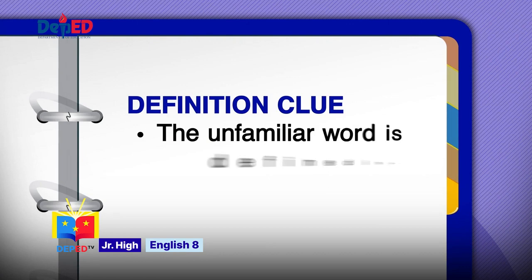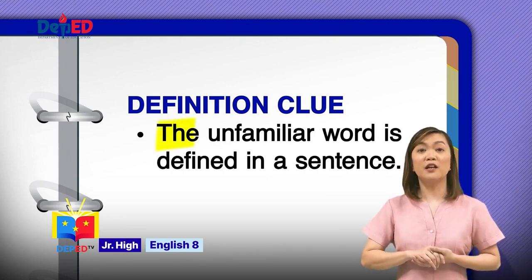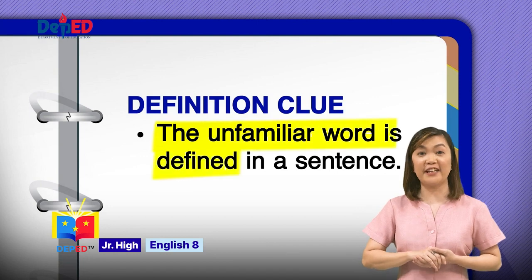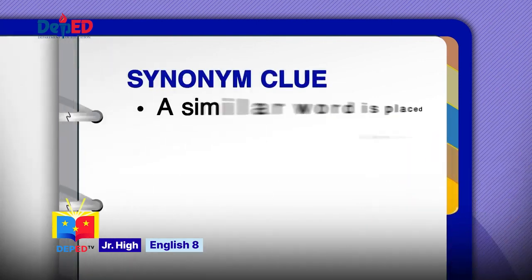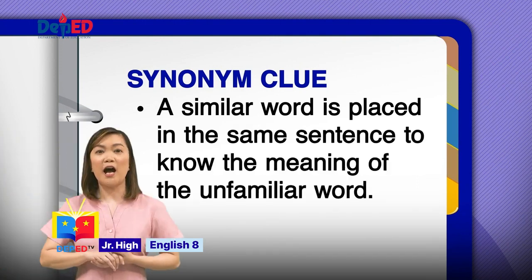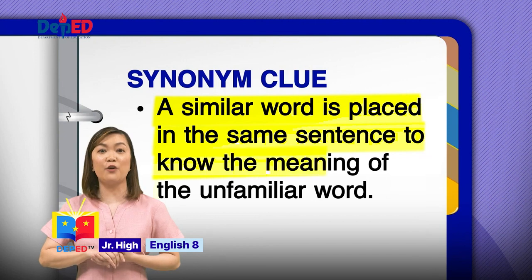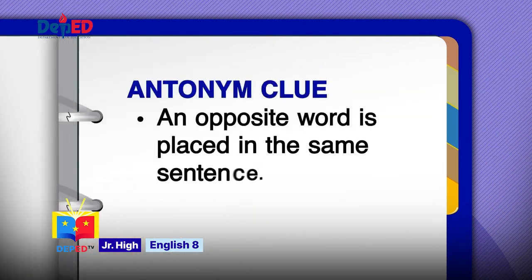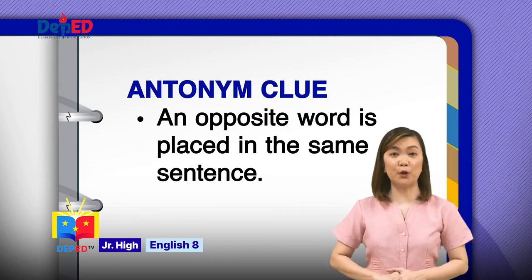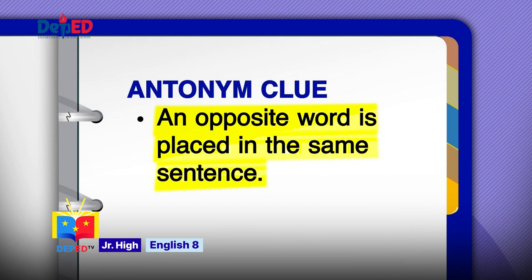The first type of context clue is the definition clue. In the definition clue, the unfamiliar word is defined in a sentence. Next is the synonym clue. In a synonym clue, a similar word is placed in the same sentence to know the meaning of the unfamiliar word. Then we have the antonym clue. In the antonym clue, an opposite word is placed in the same sentence.